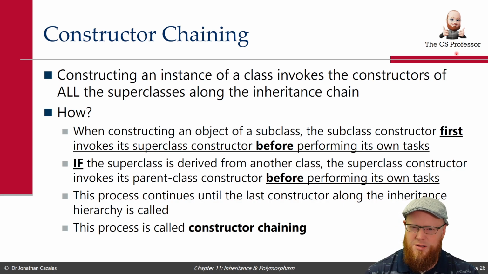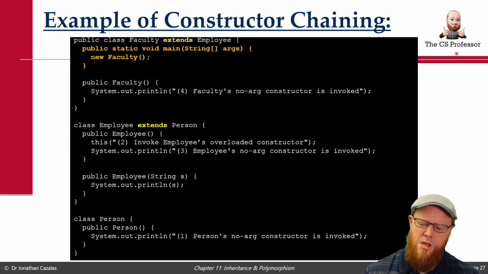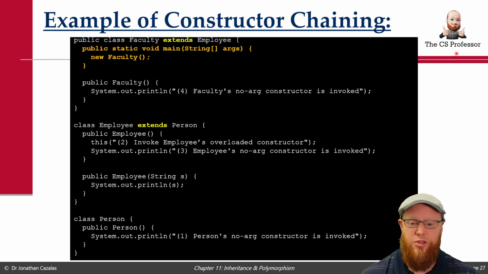Now that's a lot of words. Most important is, let's see an example. So here's a lot of code on the screen. That code consists of three classes. Imagine they were all together, maybe in a single file or three separate files. We have the class faculty right here. We have the class employee and the class person.